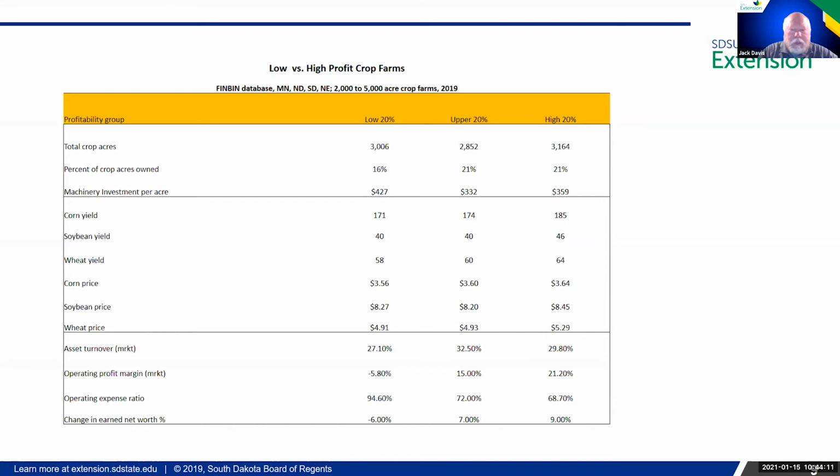One of the main things that I wanted to show here is change in earned net worth. So we've got net farm income, we've got a positive net farm income, and we've also kept it. We haven't spent it all. We've reinvested it in the farm, so we've increased that net worth.